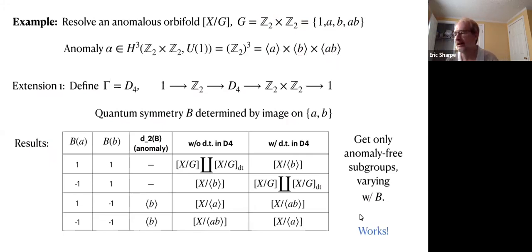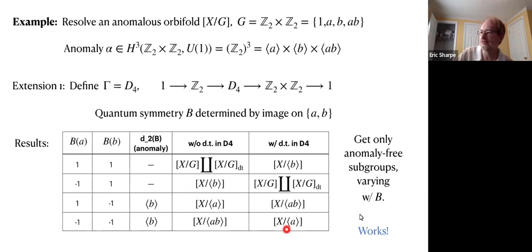Now to apply Wang-Wen-Witten, I make two choices. First, I extend the original orbifold group to something bigger. Let's extend it to the dihedral group. Second, I pick a quantum symmetry. In this table, I've outlined all possible quantum symmetries. The first line is what happens if I don't turn on any quantum symmetry at all. In this case, we just get copies of the original G orbifold back, which is not particularly useful.